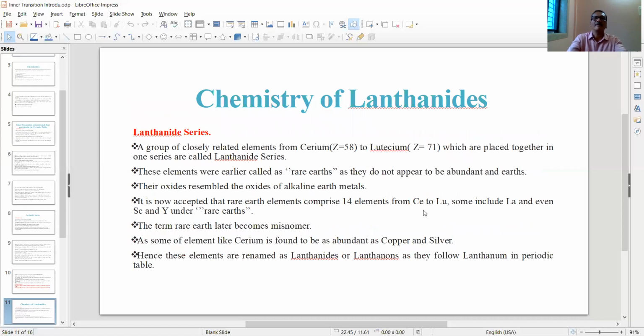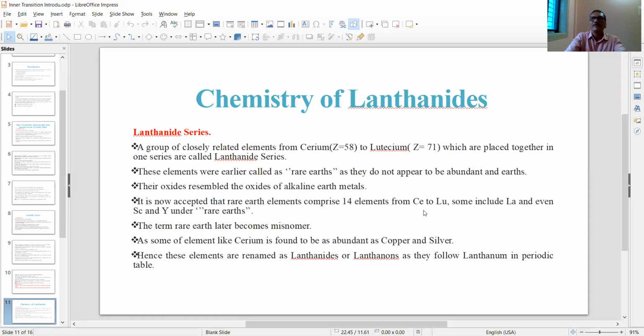We are going to study the chemistry of lanthanides now, the first series in the syllabus. The lanthanide series is the group of closely related elements from cerium 58 to lutetium 71, which are placed together in one series called the lanthanide series. The elements were earlier called rare earths, as they do not appear to be abundant, and their oxides resemble the oxides of the alkaline earth metals.